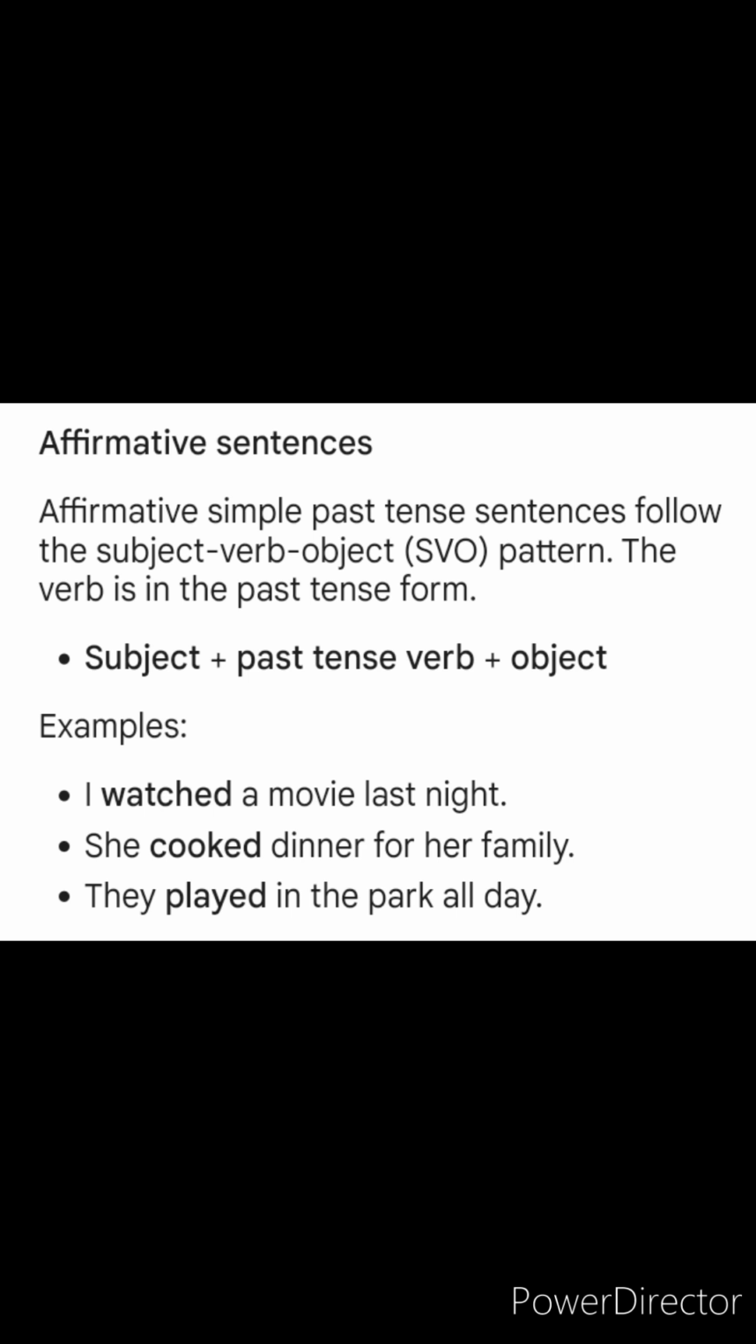The structure depends upon the type of sentences. For affirmative sentences, simple past tense follows the subject plus verb plus object pattern. Example: I watched a movie last night. She cooked dinner for her family. They played in the park all day.